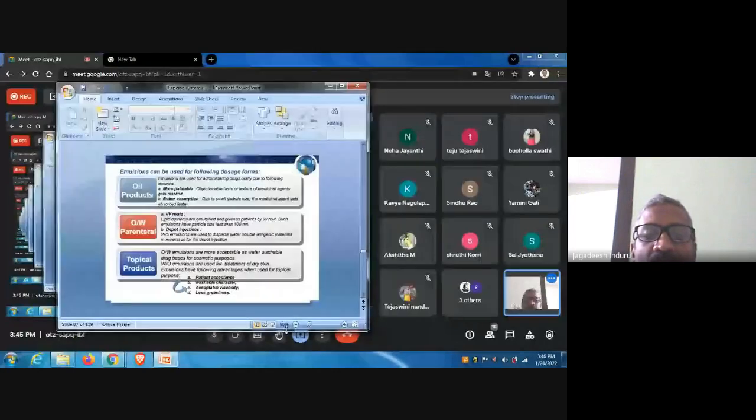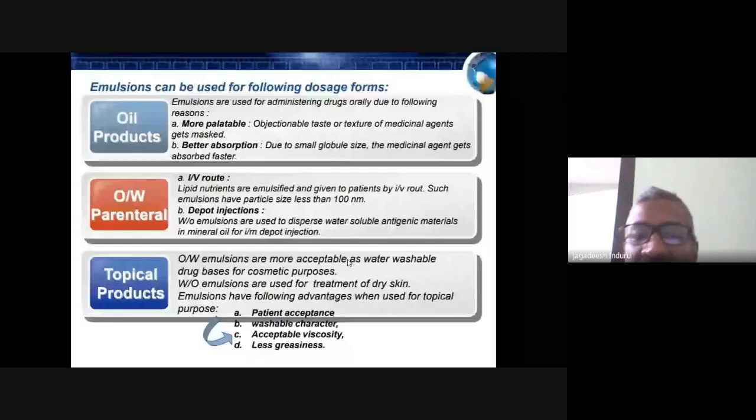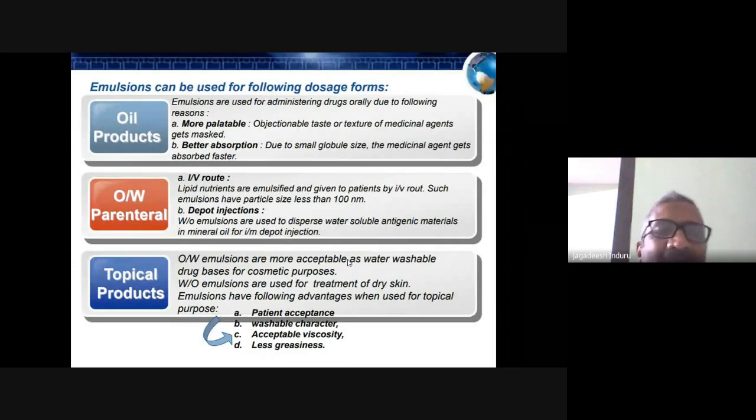I am making this initial preparatory part so that we can enter into SEDDS and SMEDDS in the next class comfortably. Emulsions can be used for the following dosage forms: oils and oil in water parenterals and topical products. For topical products, the more frequently used form is the semi-solid cream. And most of the time in the IV route, we use oil in water emulsions.